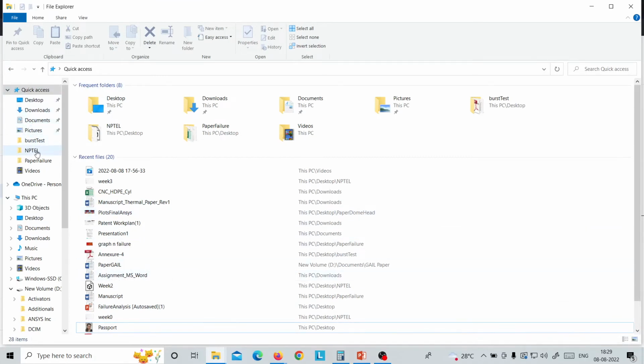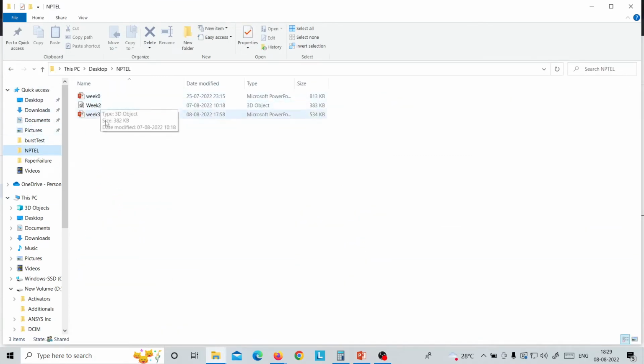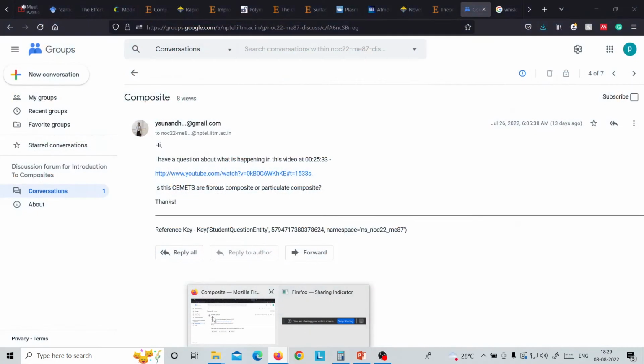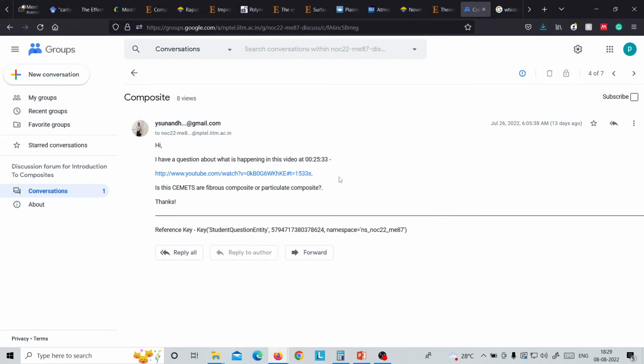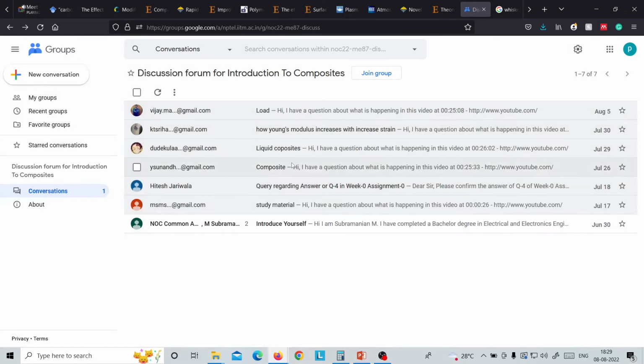Just a second, I'll open that. So in this, I said that cements are particulate composites because cements have a matrix medium, while small particles of ceramics are dispersed in the entire media, so that their overall heat insulation properties are higher, and that's why cements would be particulate composites.